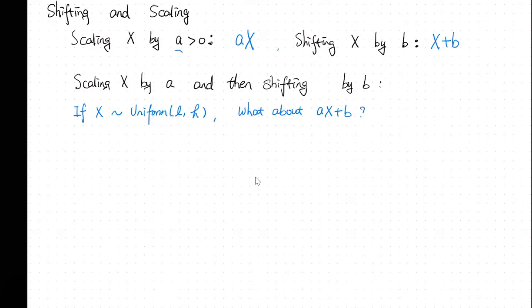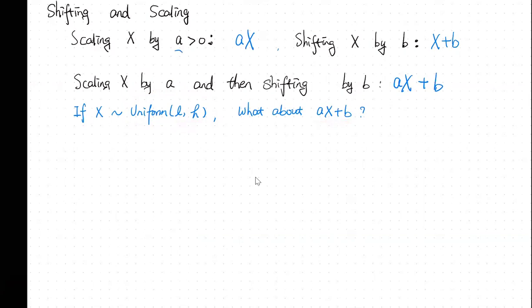And you can combine scaling and shifting. You can scale x by a and then shift the whole thing by b. What you get would be, first you scale by a scaling factor a, and then you shift it by b. Now, if x is uniform distribution on the interval L to h, what about ax plus b?